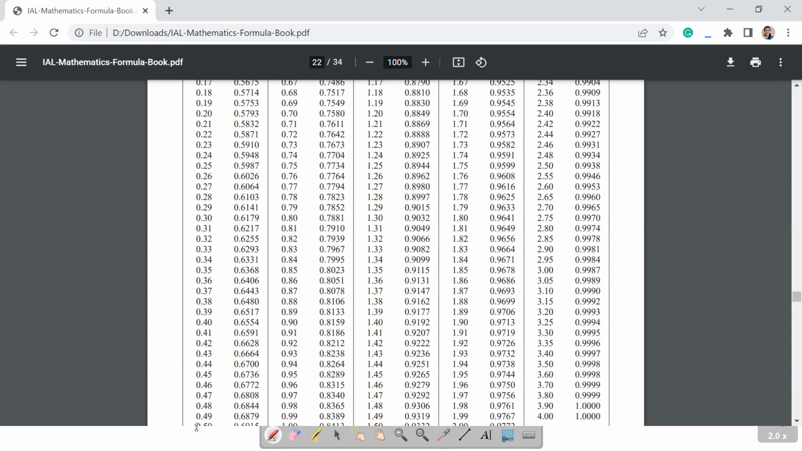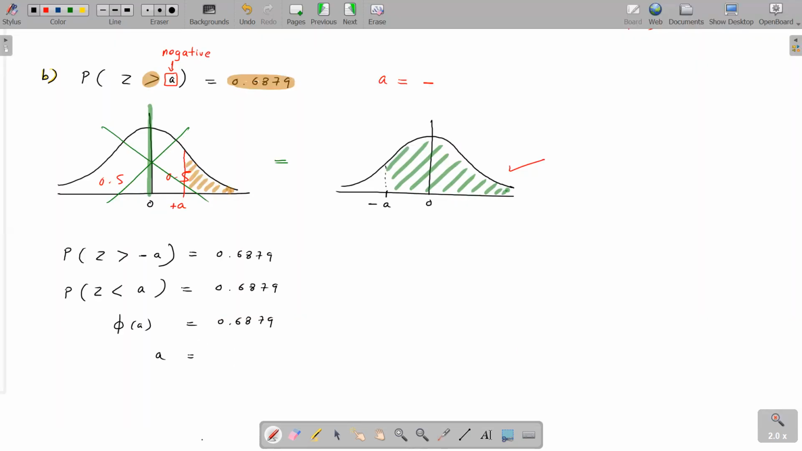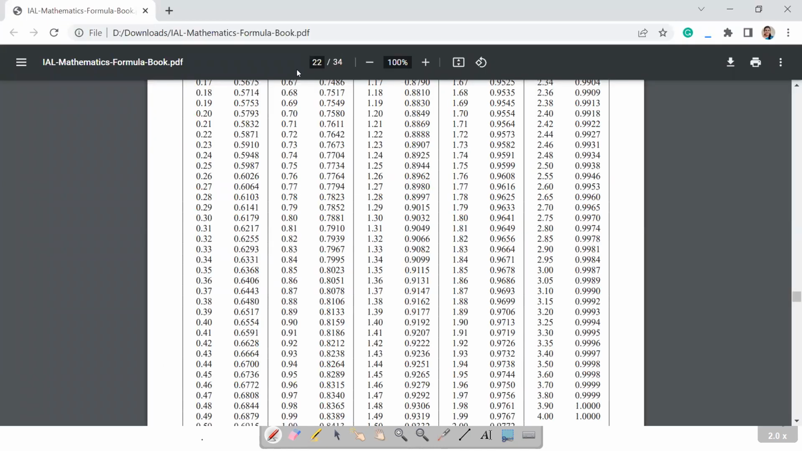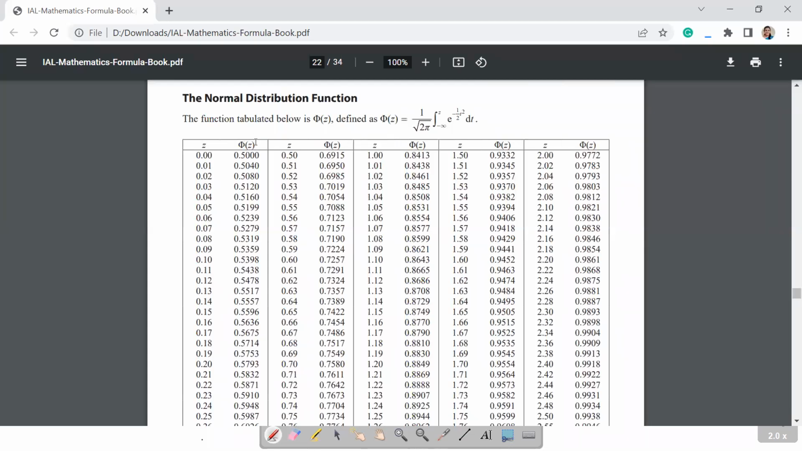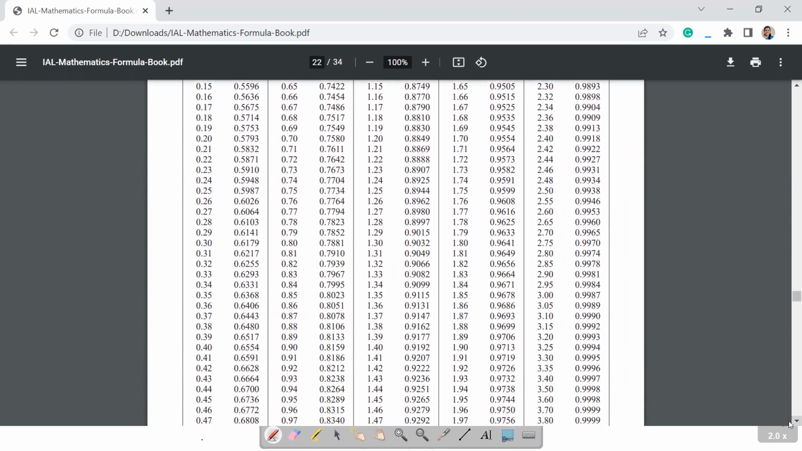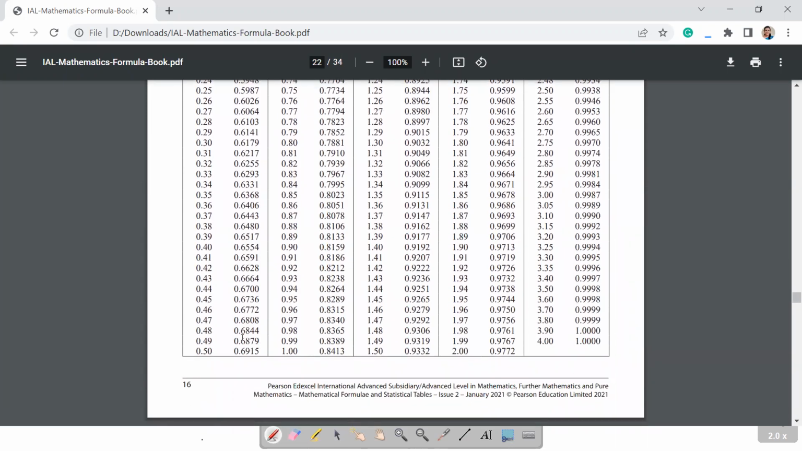So what was the value? 0.6879. All right, go for the table and search the probability. Remember, we are searching for the phi z value, the probability. Phi z is 0.6879. So going down, 0.6879, yeah, you can see here. Here 0.6879 corresponds to the A value of 0.49. Can you see? So it corresponds to the A value 0.49.